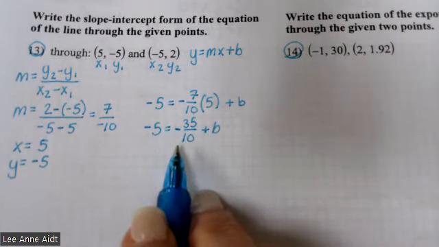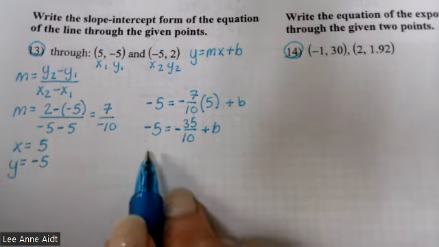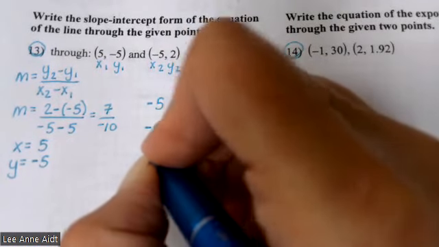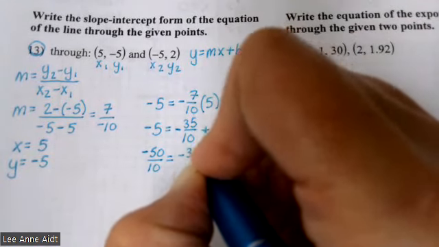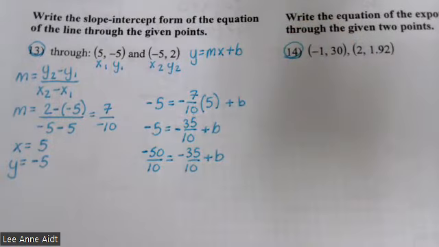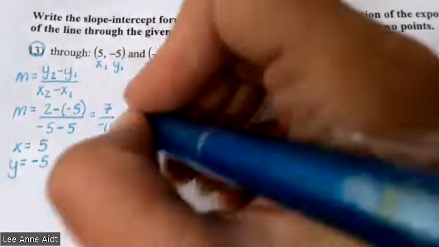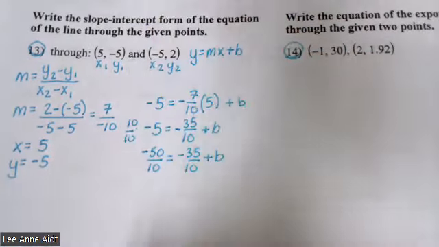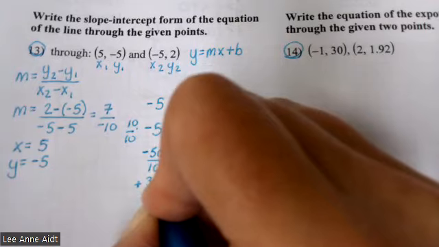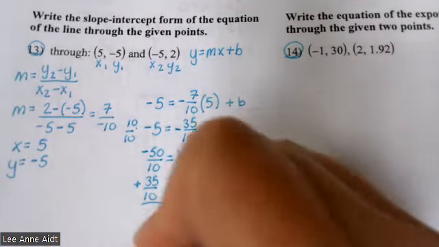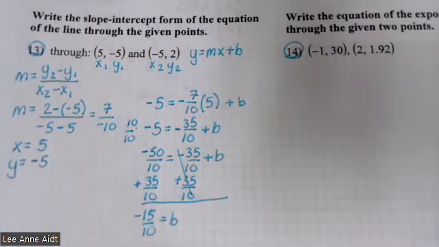I'm going to keep this. I would normally reduce this, but I'm going to keep this because I can make this -50 tenths equals -35 tenths plus b. Do you see what I did there? So if you want to, you can show that math. Add 35 tenths. -15 tenths equals b. And now we need to reduce.